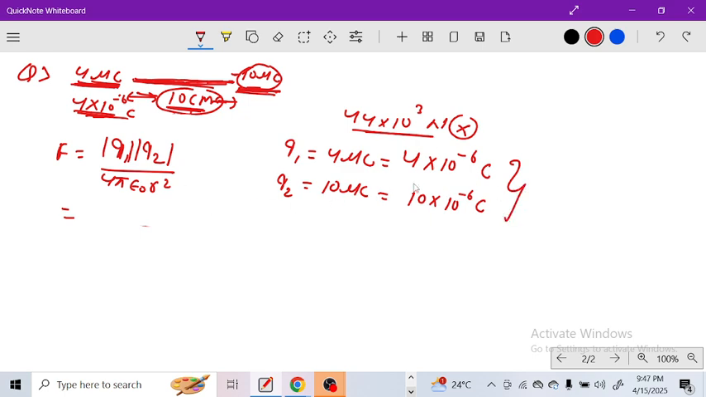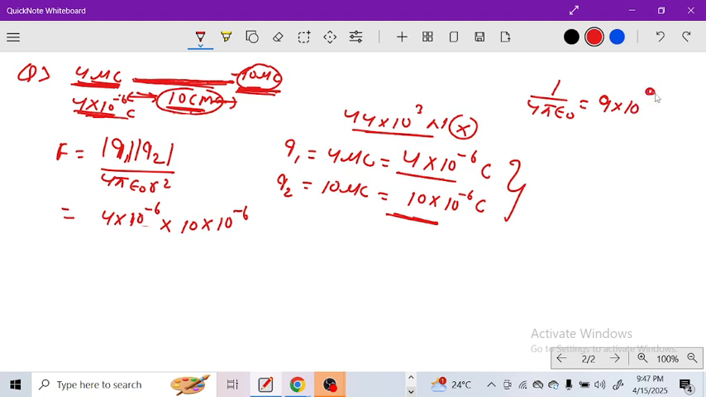So put these values in the charges. Here 4 into 10 raised to power minus 6, into the value of Q2, which is 10 into 10 raised to power minus 6. And what is the value of 1 by 4 pi epsilon naught, Kavya? 9 into 10 raised to 9, sir.